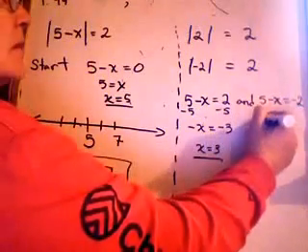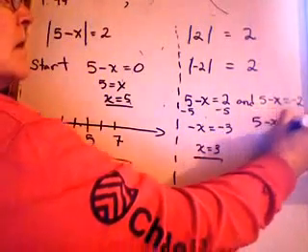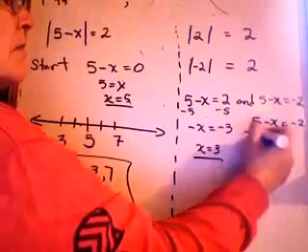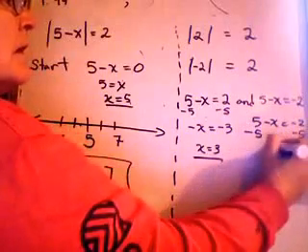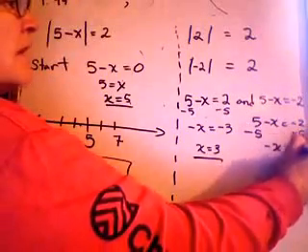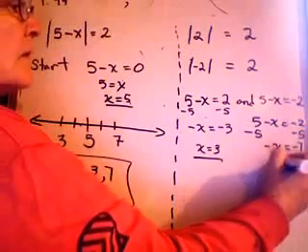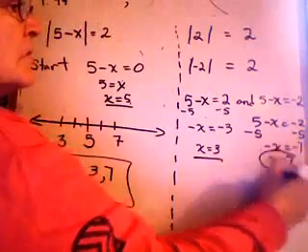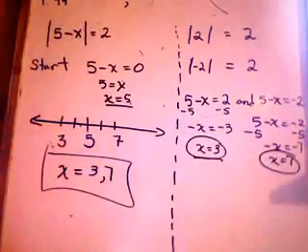All right, let's do the second part. 5 minus x equals negative 2. Subtract 5. Negative x equals negative 7. Multiply by negative 1. X equals 7. So there's the algebra way to solve absolute value problems.